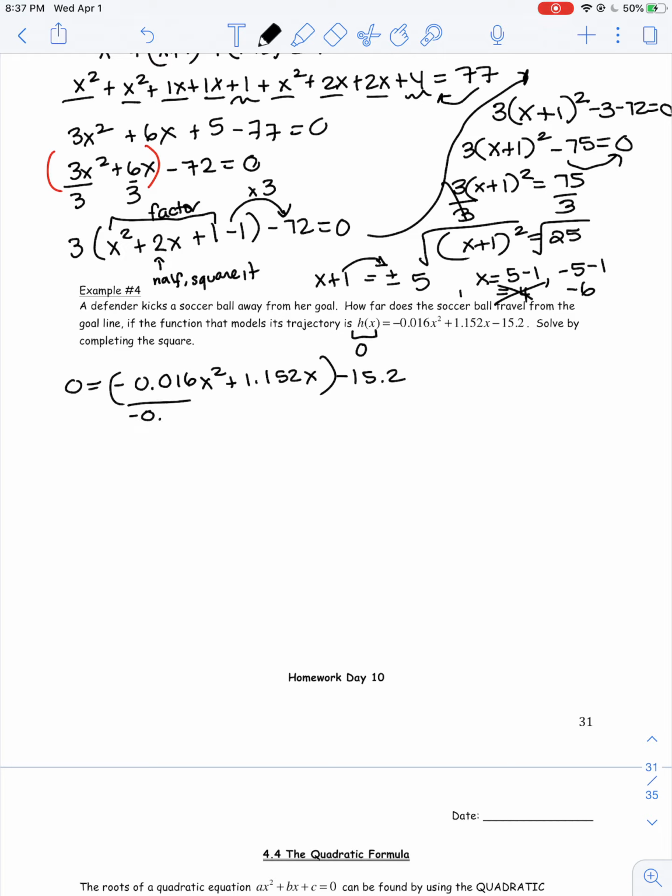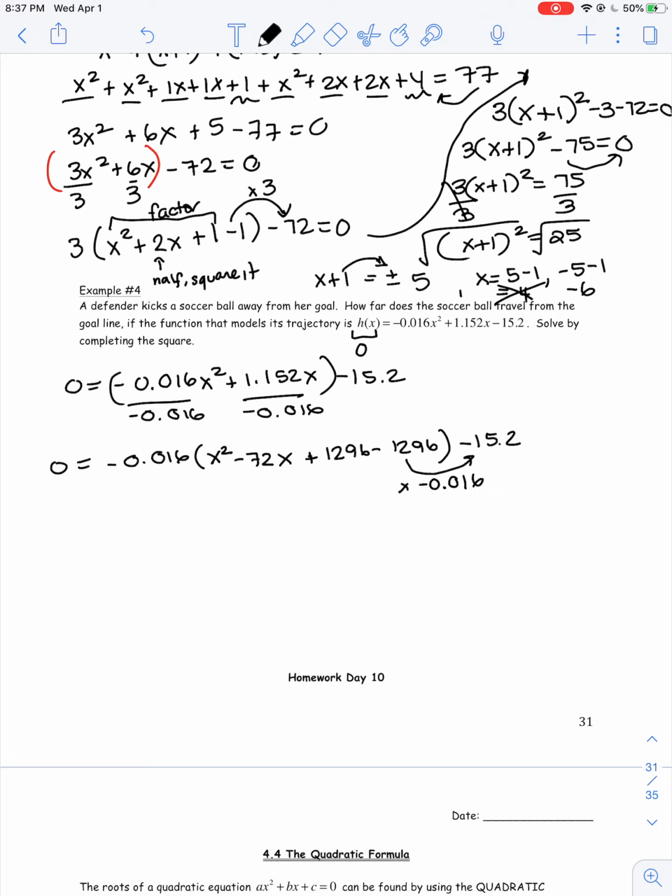Then we're going to divide both of these numbers by the negative 0.016. And that gives us negative 0.016 in front of x squared minus 72x. We're going to have to take half this number and square it. So half and then square it will give us positive 1296 minus 1296. We always have to add and subtract that number. And then we still have this minus 15.2. Then we're going to remove this number by multiplying it by negative 0.016.